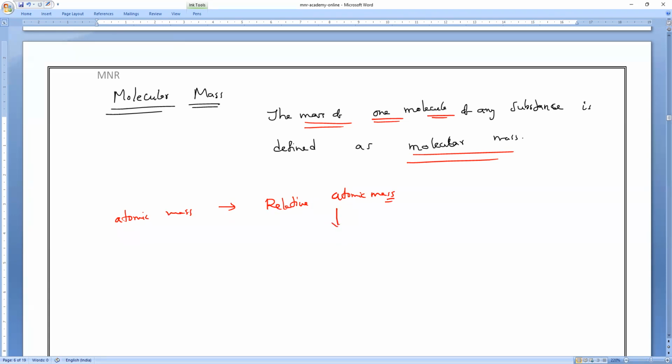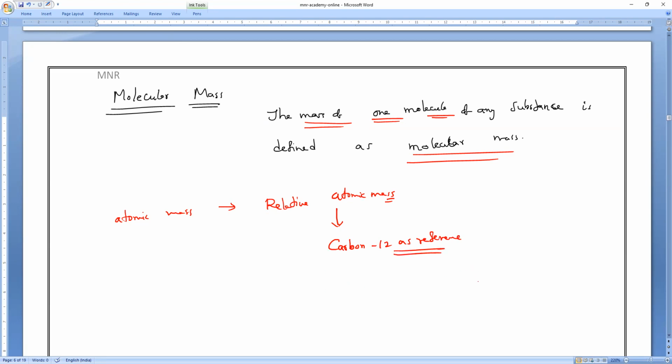Relative atomic mass means we compare the mass of an atom with a standard reference. So what is the standard reference? Yesterday we learned that we can compare the mass of every element with the carbon 12 atom as a reference atom. So carbon 12 is our reference atom.